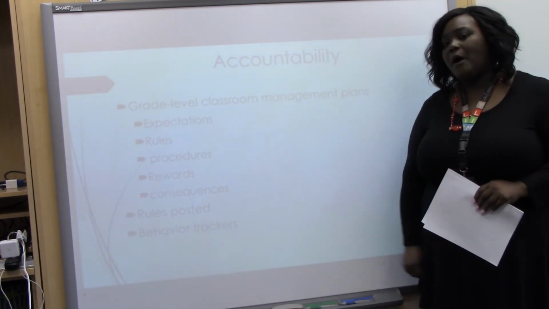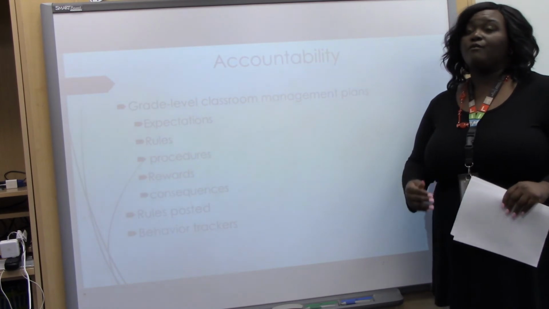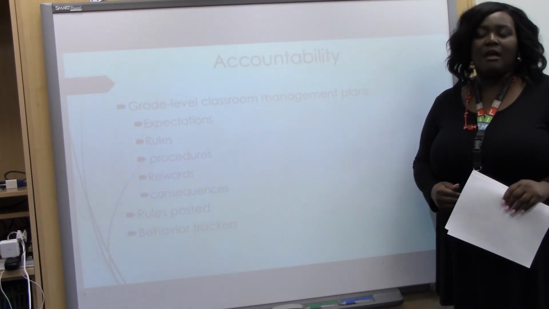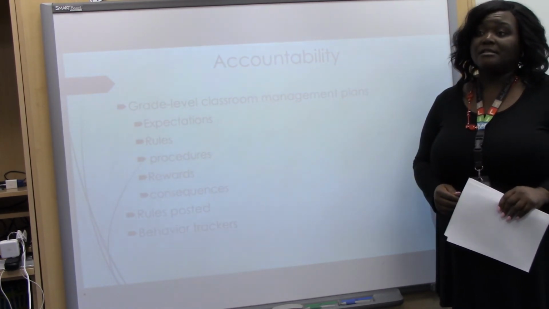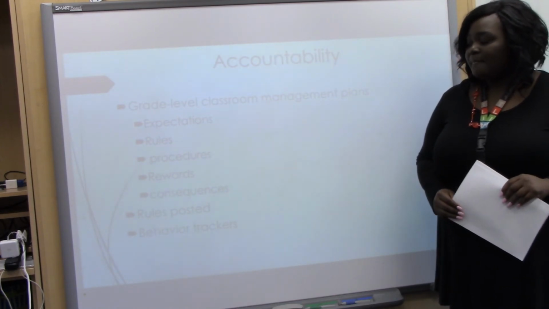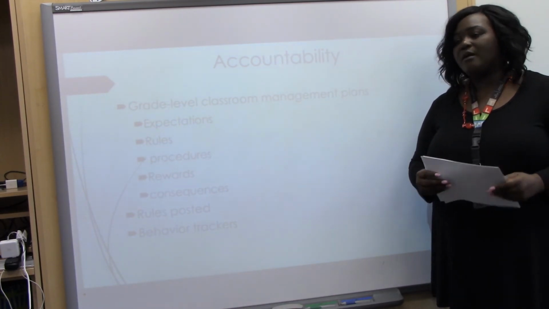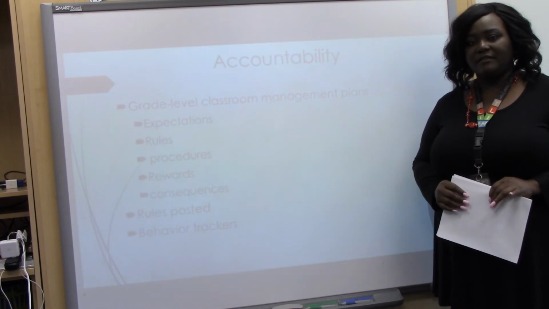These rules must be posted. Students will need constant reminders, reteaching, modeling by their teachers, showing them what's expected, and then behavior trackers. Those work well with whole class or individual.